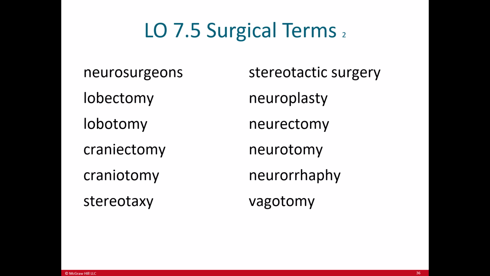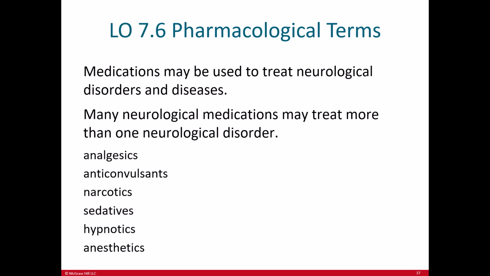Then we have lobectomy, lobotomy, craniectomy, craniotomy. Remember, otomy or tomy is that surgical incision, and ectomy is that surgical removal. And then we have stereotaxy, stereotactic surgery, neuroplasty, neurectomy, neurotomy, neurorrhaphy. Remember, rhaphy is our word part for suturing. And then vagotomy.